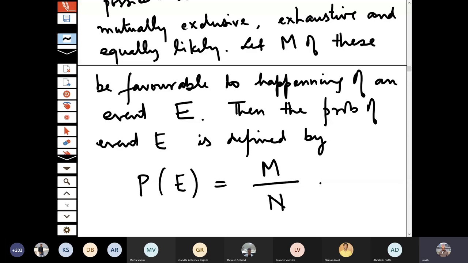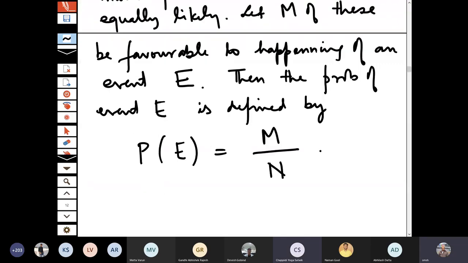Is there any student who does not know this definition? All of you know this definition? You have done it in school. Yes, sir.